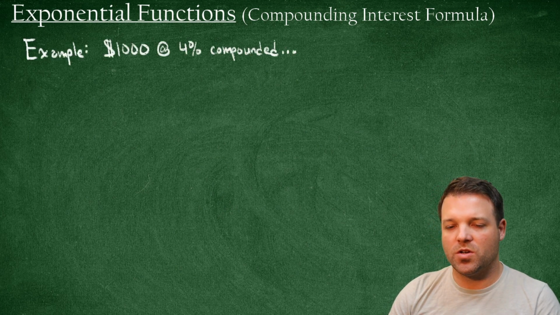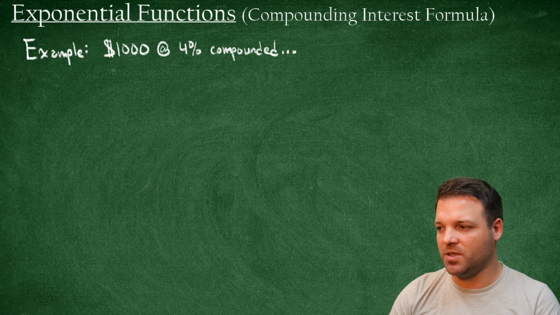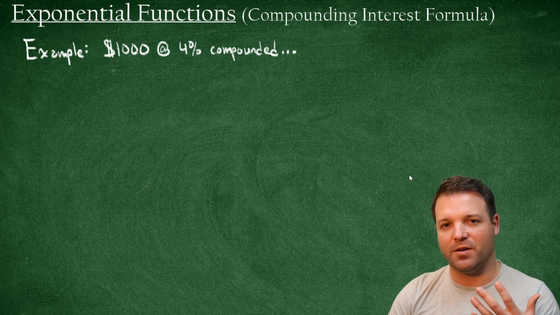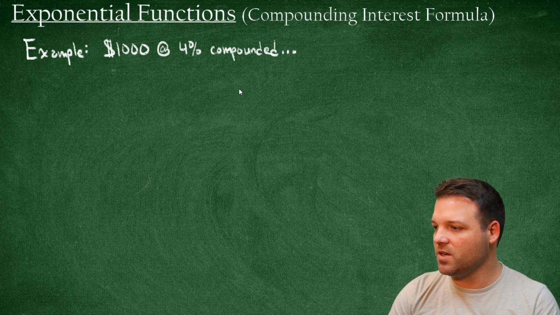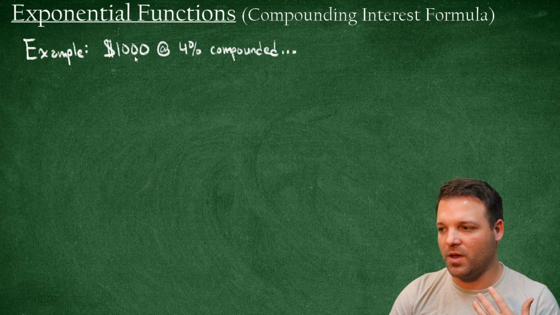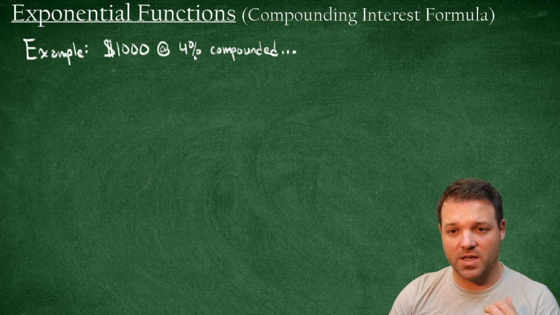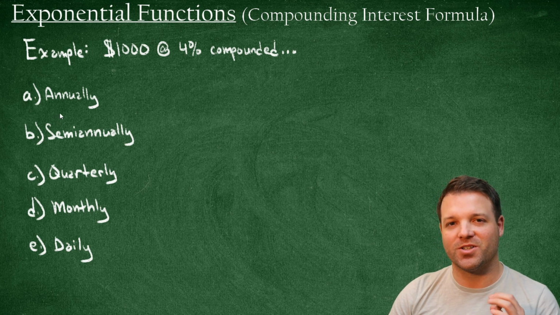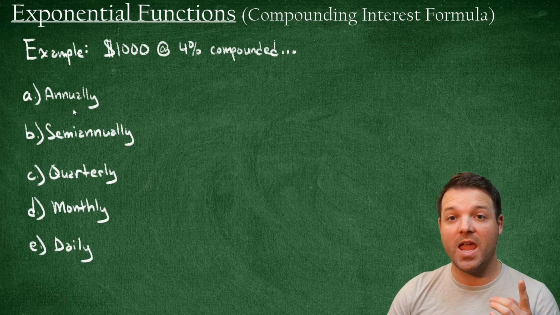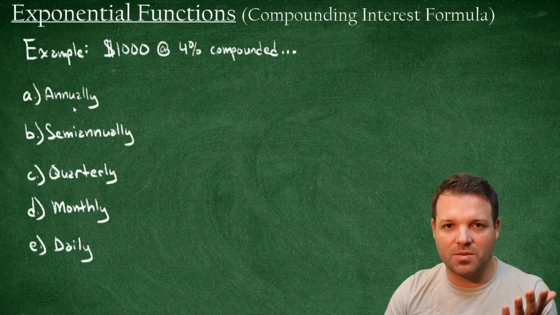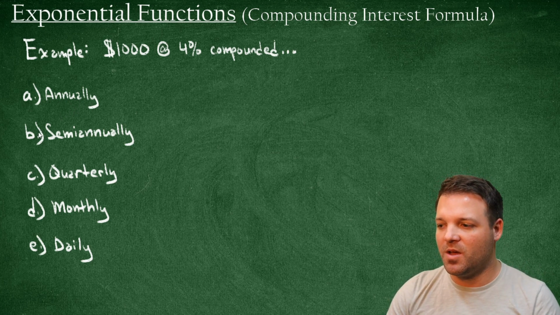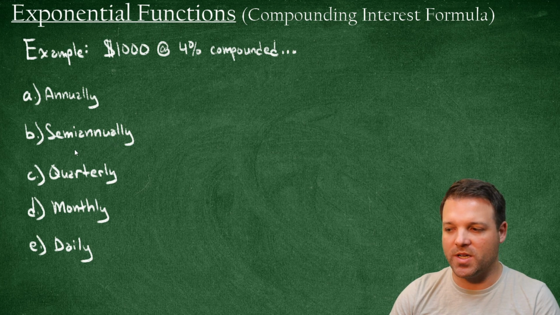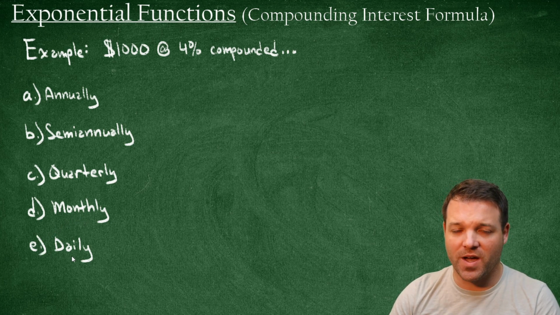All right, so we're going to show one more example here, and it's going to be one example filled with a lot of smaller examples. Okay, so here's the example. We're going to again start off with $1,000 at 4% interest rate, and this thing is going to be compounded. We're actually going to do all of these. We're going to compound it annually, meaning basically it's just the simple interest formula, right? Once per year. But then we're also going to do semi-annually, which is twice per year, quarterly, which is 4 times per year, monthly, which is 12 times per year, and daily, which is 365 times per year.